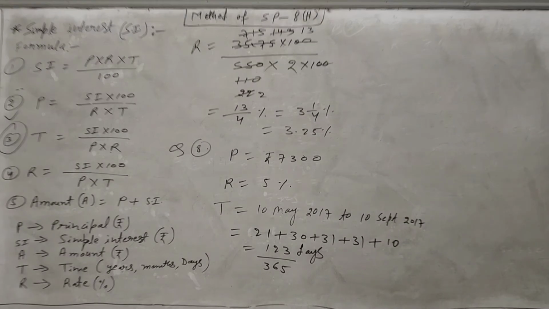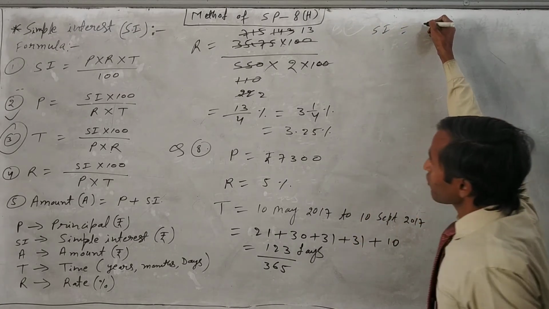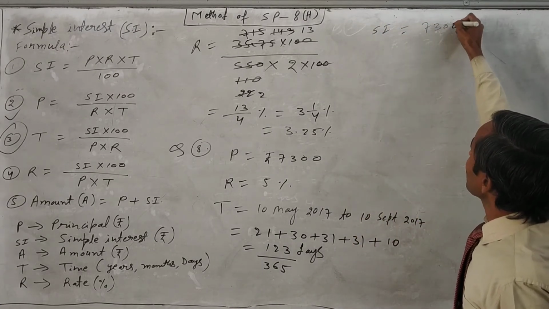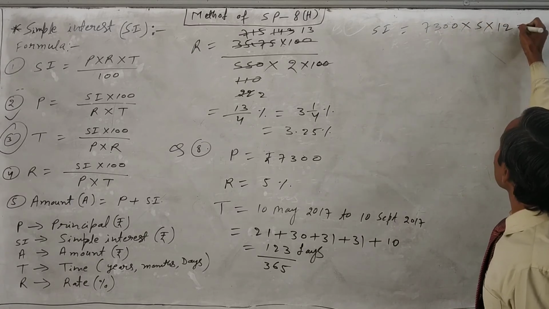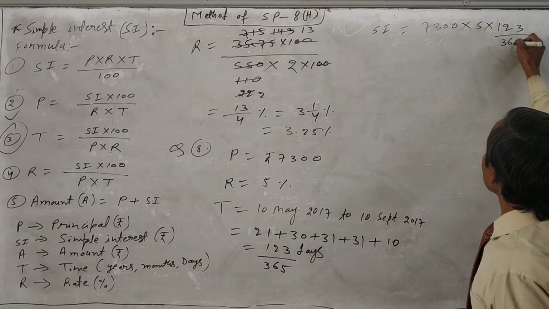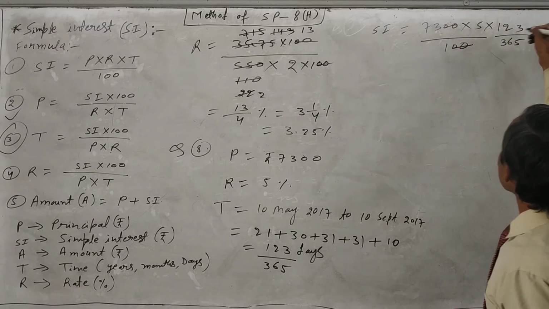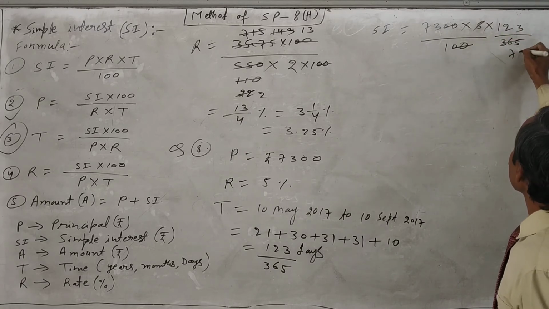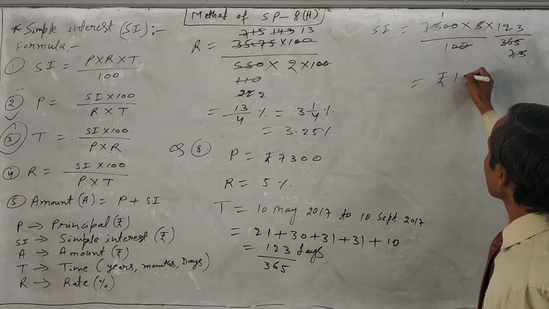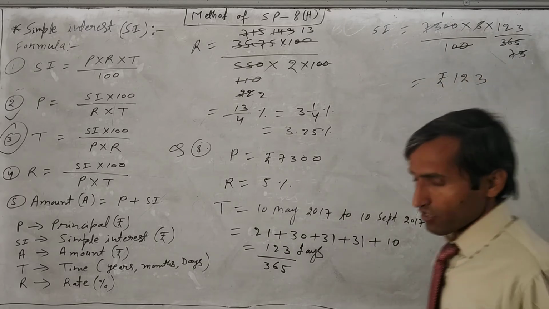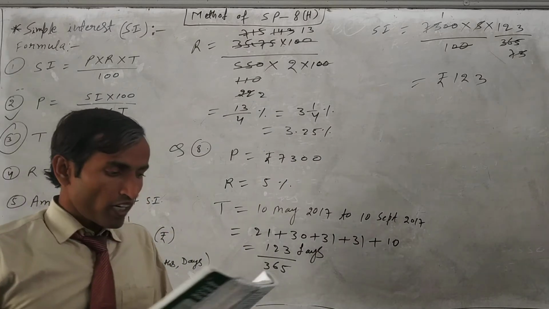First one only. So SI is equal to P into R into T upon 100. In place of P we will put 7300 into R, 5, and time is equal to 123 upon 365, upon 100. So 20 will cancel out. After that we can cancel by 73, and then cancel by 73 once more, then it will come rupees 123. So this is the simple interest of this question. SI is equal to rupees 123.